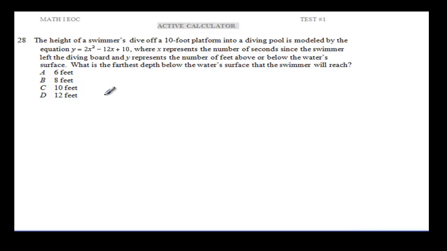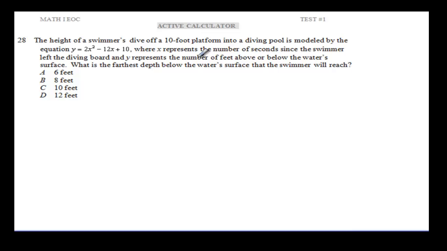Welcome to the Math 1 and of course test number 1 question 28. The height of a swimmer's dive off a 10-foot platform into a diving pool is modeled by the equation where x represents the number of seconds since the swimmer left the diving board, and y represents the number of feet above or below the water.